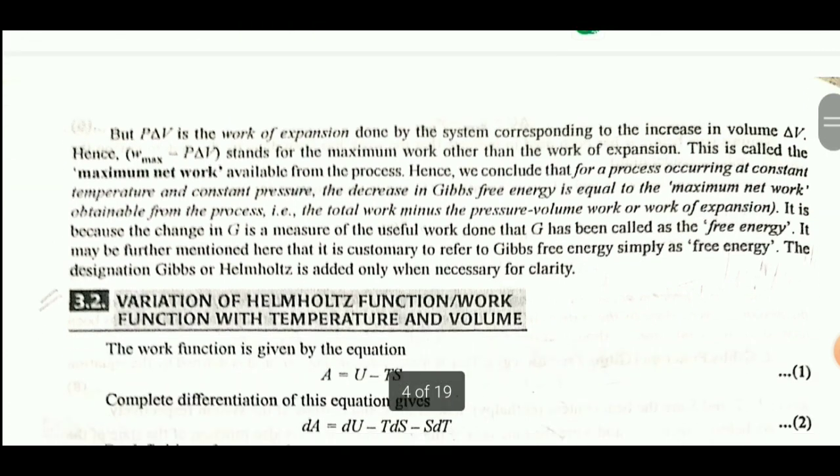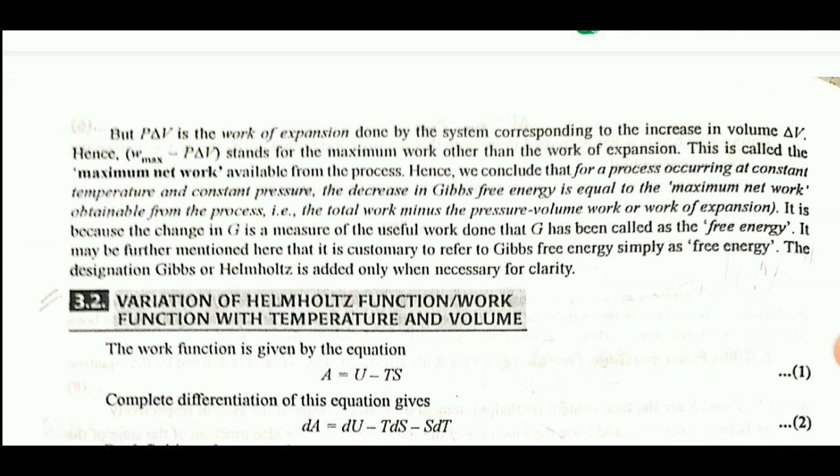But P delta V is the work of expansion done by the system corresponding to the increase in volume delta V. Hence, W max minus P delta V stands for the maximum work other than the work of expansion. This is called the maximum net work available from the process. Hence, we conclude that for a process occurring at constant temperature and constant pressure, the decrease in Gibbs free energy is equal to the maximum net work obtainable from the process, that is the total work minus the pressure-volume work or work of expansion.